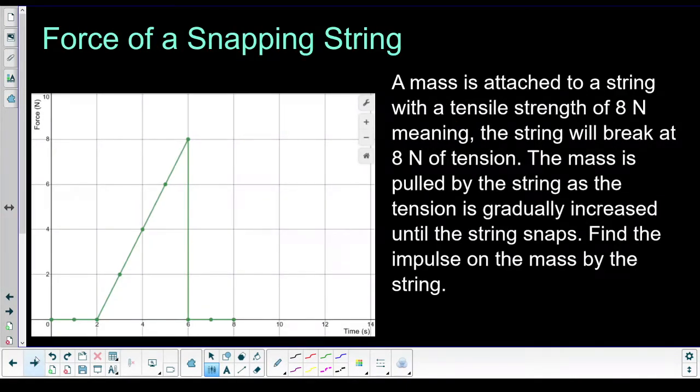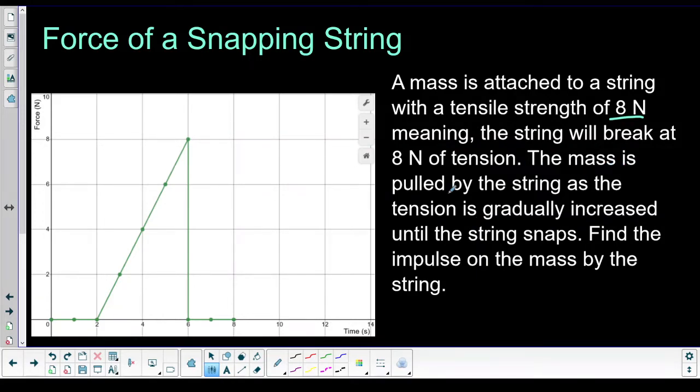And we're going to try and figure out the impulse applied to this object. So we have a mass, and it's attached to a string with a tensile strength of 8 newtons, meaning the string will break at 8 newtons of tension. This is like you buy some string from the store and it says 10 newton strength or 8 newton strength. So once it goes past that, it'll break. Usually you can find fishing line that has like 100 or 200 pound tensile strength. That's so that you can reel in real big fish and stuff. But fishing string has this number just printed right on the box.